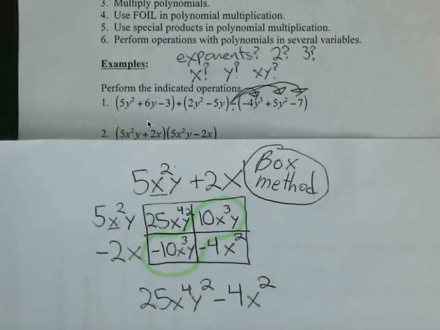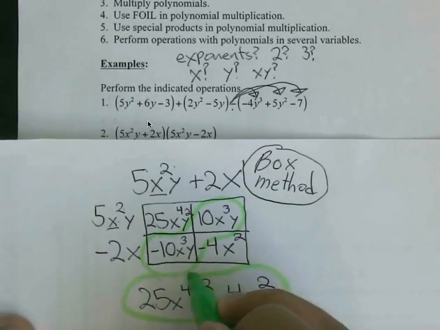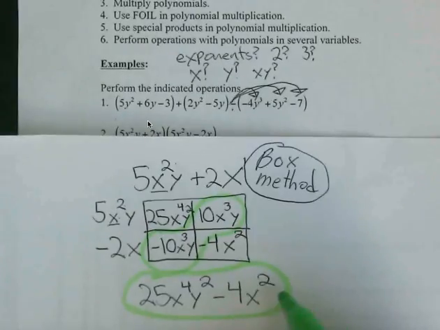Where I see students trip up here is that they'll try and combine this, but you really can't because these variables are different. Although this is x squared and this is x to the 4th, you can't combine them any further. So we just hold on to that.